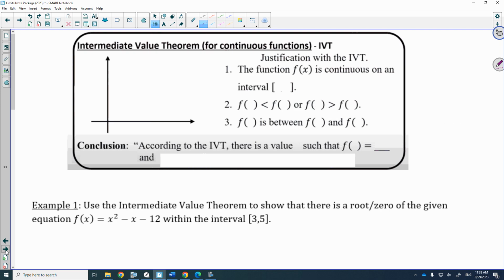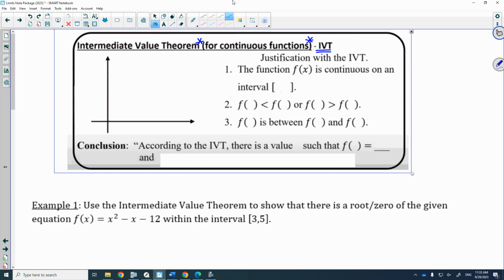Next. Okay, so the intermediate value theorem, we're going to shorthand it just by writing the IVT. And the intermediate value theorem is going to be applied for continuous functions. So most of the functions that we're going to be seeing today are going to be polynomial functions.